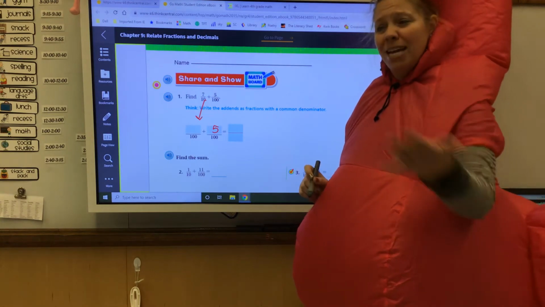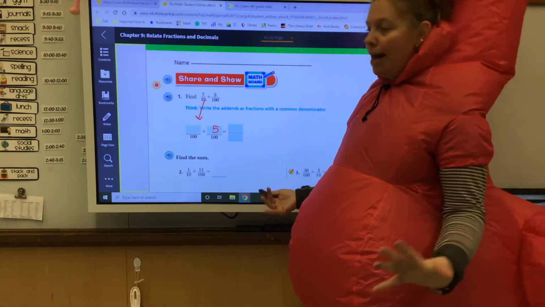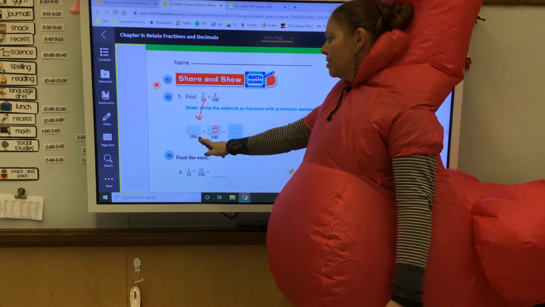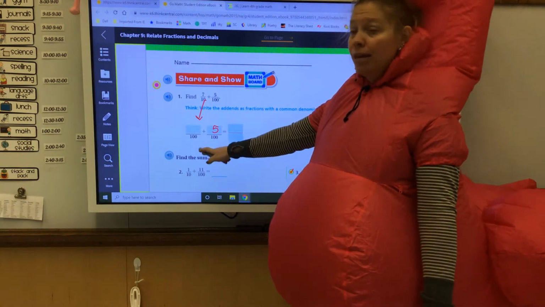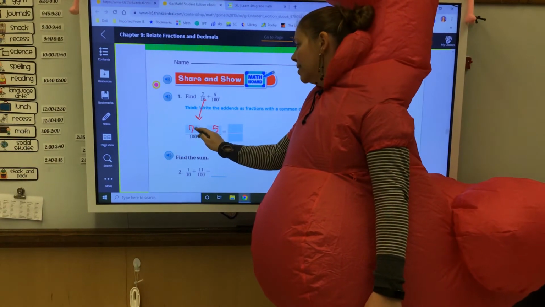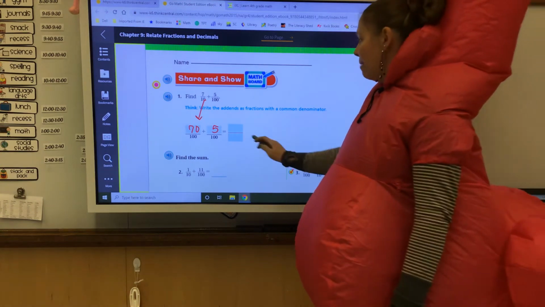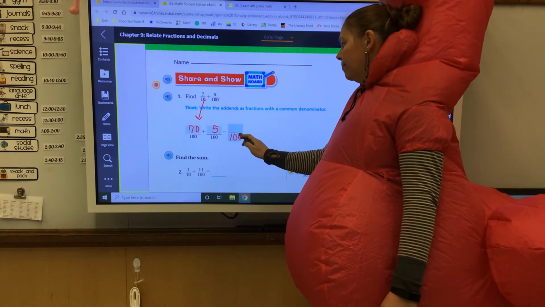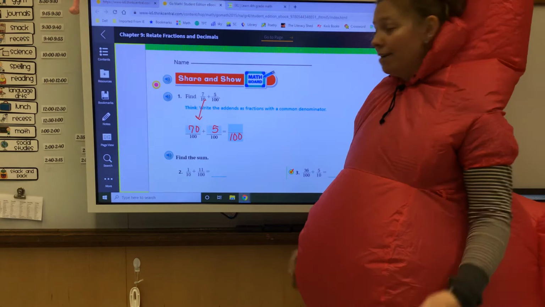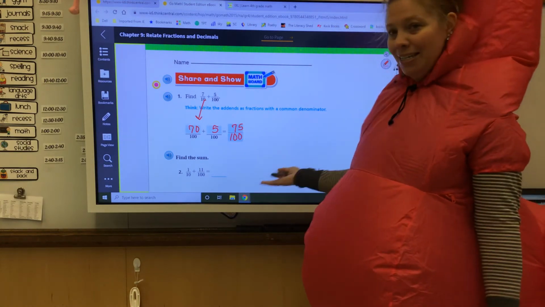Now how do we get from tenths to hundredths? We add that extra 0. Same thing is going to happen here today. We add the extra 0 to the 10 and it becomes hundredths, and we add the extra 0 to the 7 and it becomes 70 hundredths plus 5 hundredths. Denominator always stays the same. 70 plus 5 is 75. 75 hundredths is your answer.